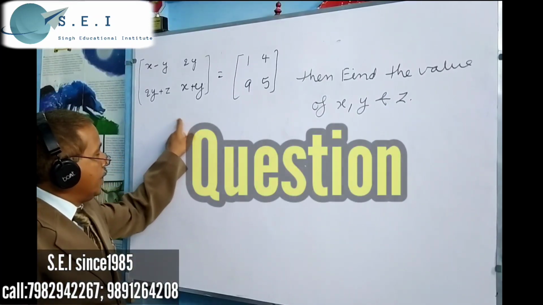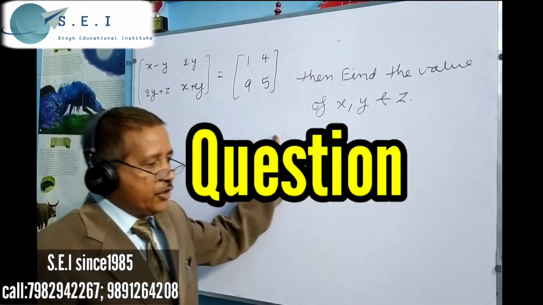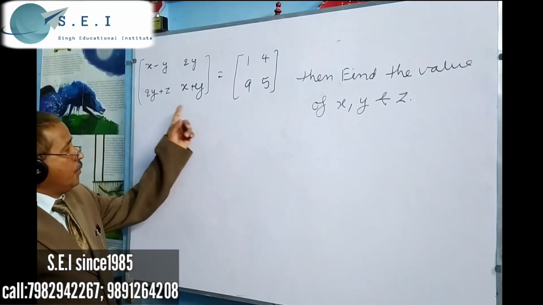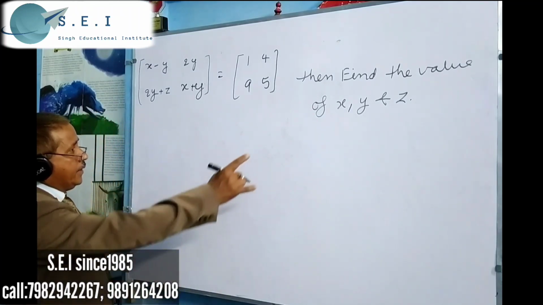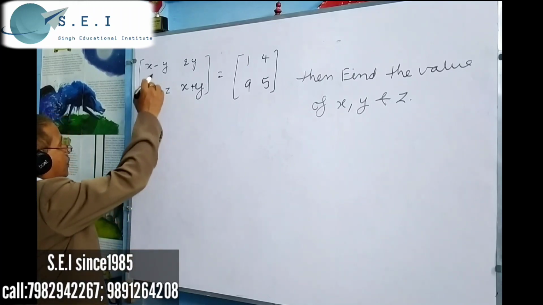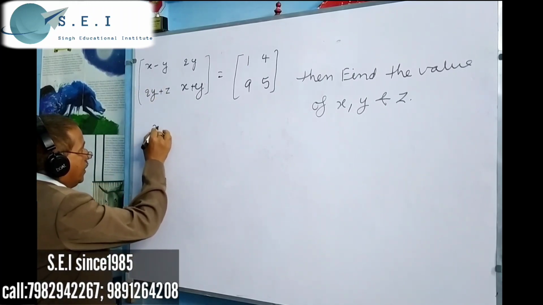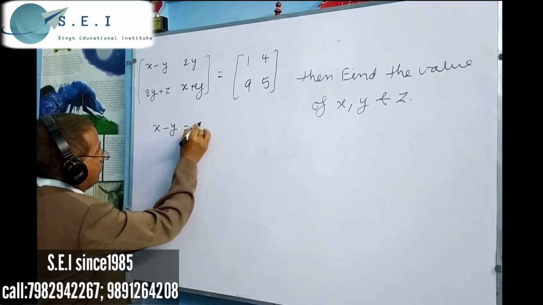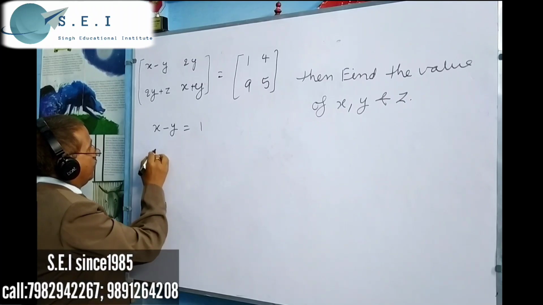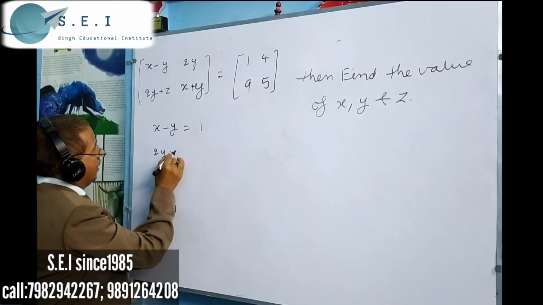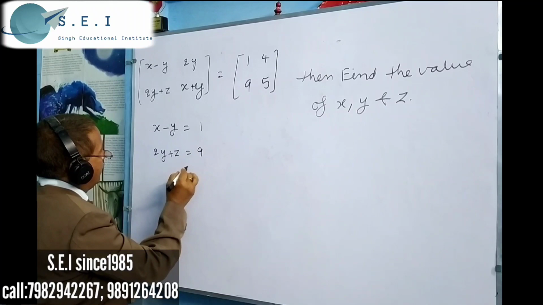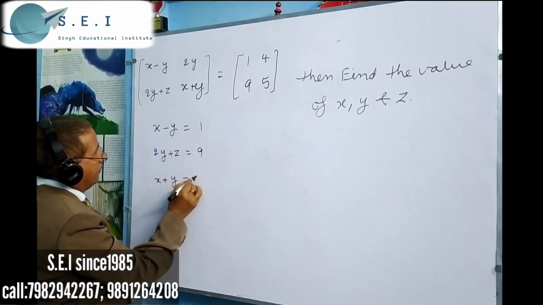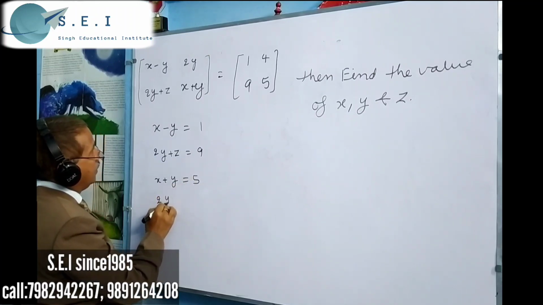We are taking an example of a question based on equality of matrices. If these two matrices are equal, then find the values of x, y, and z. So we equate corresponding elements of both matrices. Then x minus y is equal to 1, 2y plus z is equal to 9, x plus y is equal to 5, and 2y is equal to 4.